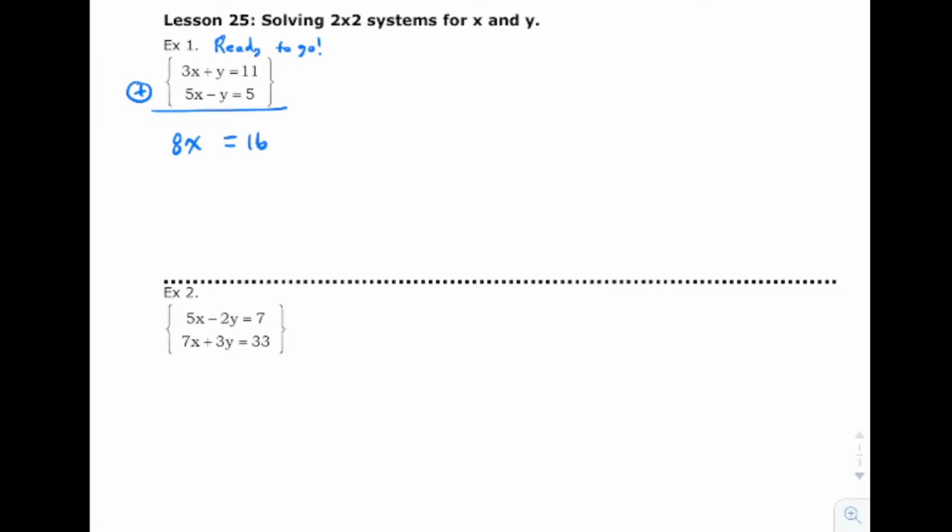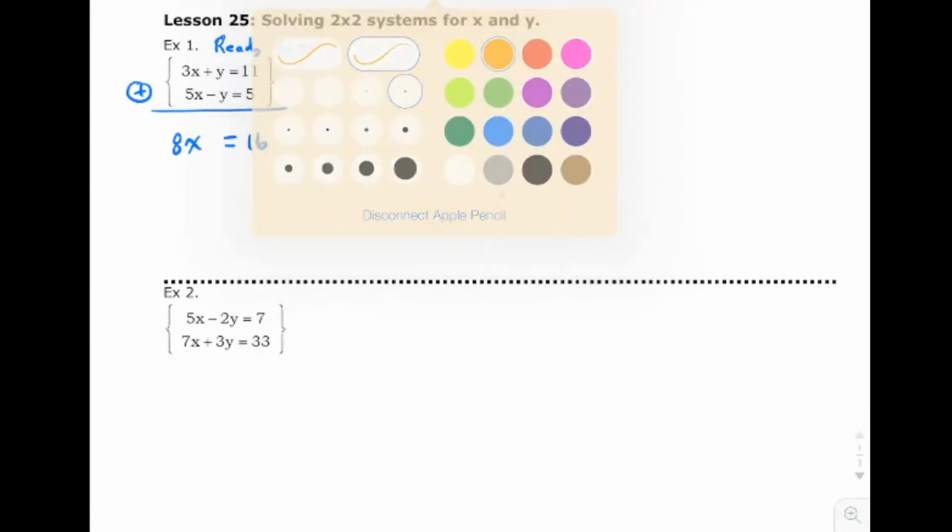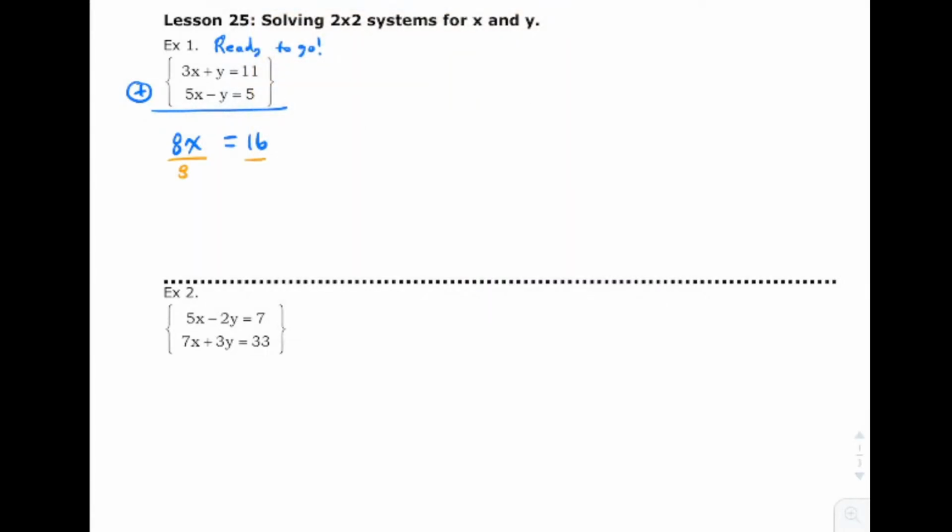So look what happened there. I added these two equations together, and I got a new equation which doesn't have any y in it. It just has x in it. This one we can solve lickety-split. This is the old divide both sides by 8 trick to cancel the 8 off the x. And so I've got x equals 16 over 8 is 2. Boom! That was fun, huh?